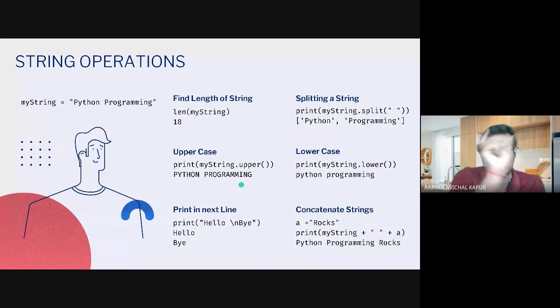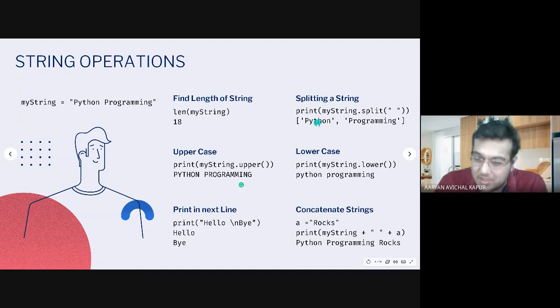So it would print the part before backslash n, then it would go to the next line and print the part after backslash n, right? Now concatenate strings simply means joining strings, right? So what I've done is I've named another variable saying rocks, and I've joined my Python programming with the word and a space. So it joined Python programming, it added one space in the middle, and it added rocks, right? So it has come to be Python programming rocks, right? So this is how strings would be joined, right?